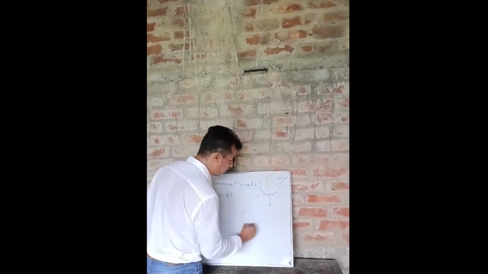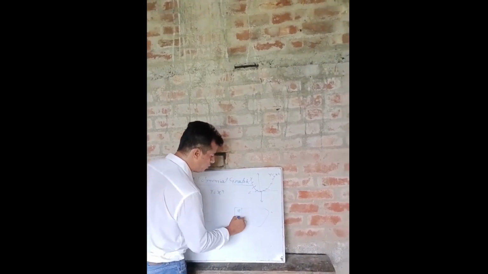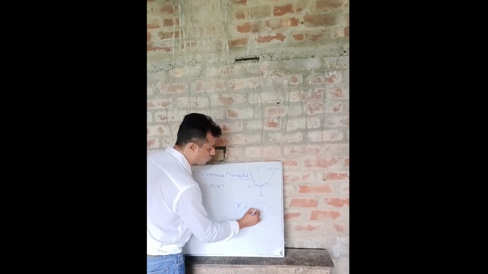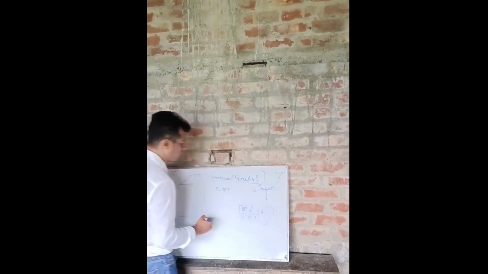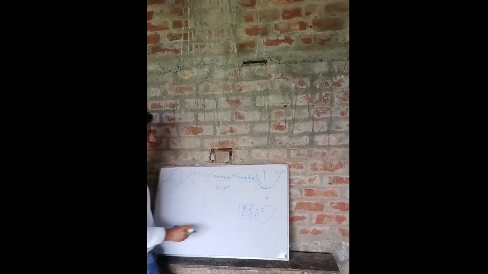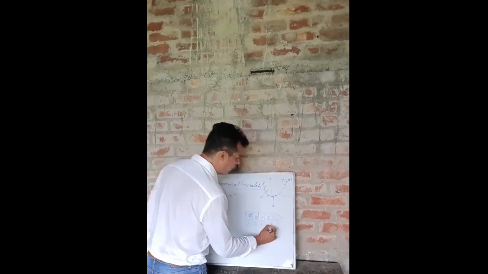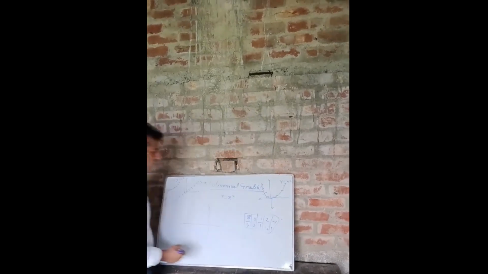Doing the same geometries. X is equal to 0, y is equal to 0. X is equal to 1, y is equal to 1. X is equal to 2, y is equal to 2 to the power 4, that is coming 16. X is equal to -1, y is equal to 1.